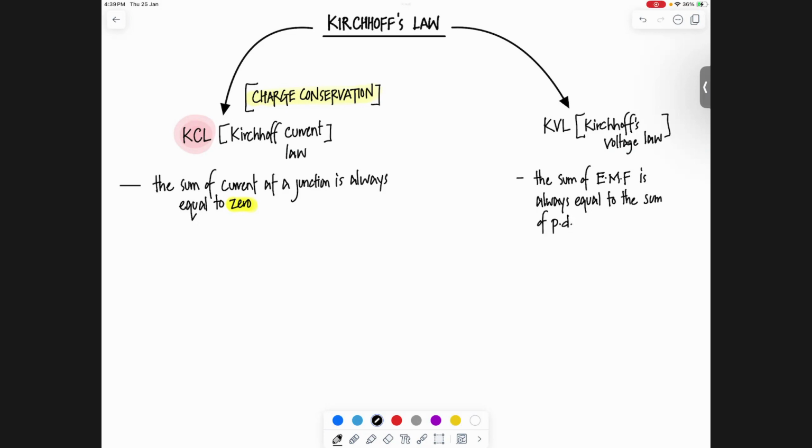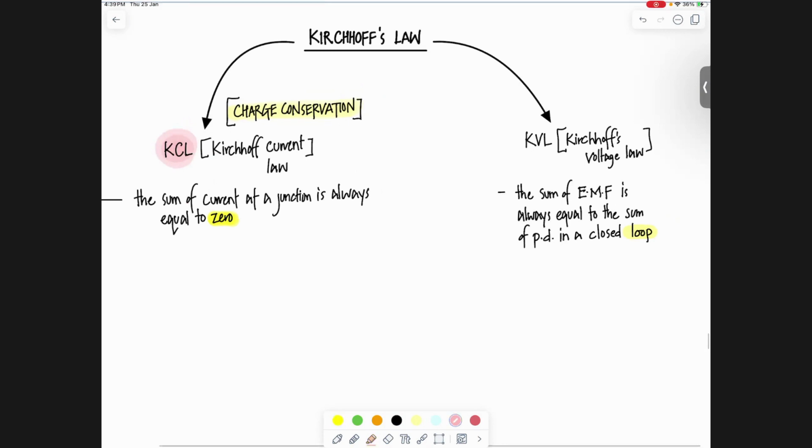If there were just a law, your life would have been very easy, just O levels, but they added something here. The sum of EMF is always equal to the sum of PD in a closed loop. The loop is what makes this complicated. I will explain what the loop is now. Once you understand the loop, this topic is done. So this is called the KVL.